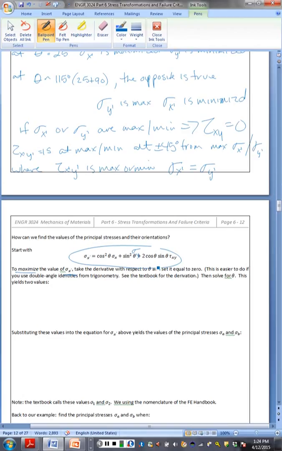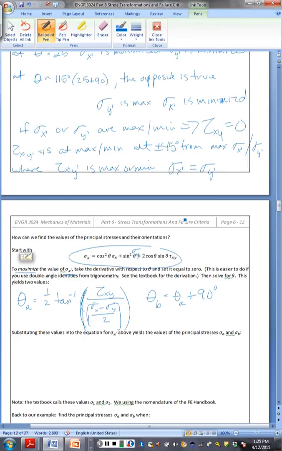And fast forwarding through the gory detail, one value is equal to 1/2 the inverse tangent of the shear stress over half of the difference between the normal stress in the x and normal stress in the y. So that denominator. And then the other angle is 90 degrees separated from that.